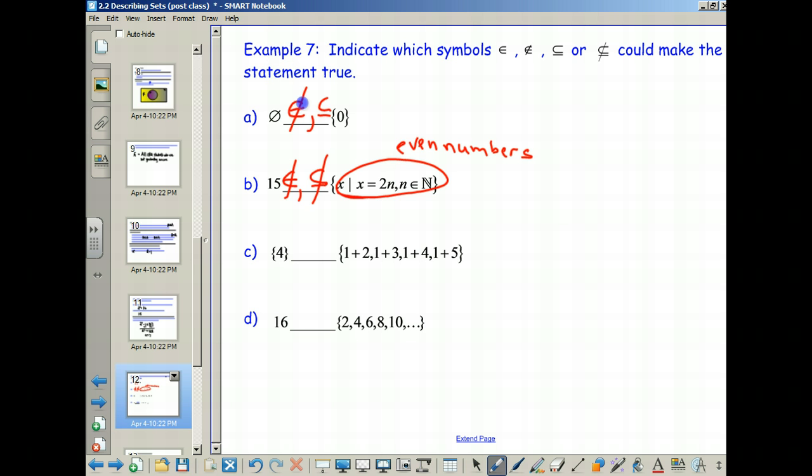How about this one on the right, number C? Curly braces 4. Is that an element of the set on the right? Yes. No. Because those don't equal 4. None of those equal 4. One of them does. 3 does. 1 plus 3 does. There you go. So does it have to be the same number every time? No. There's something else going on with this. Nope, the adding one's not the problem.